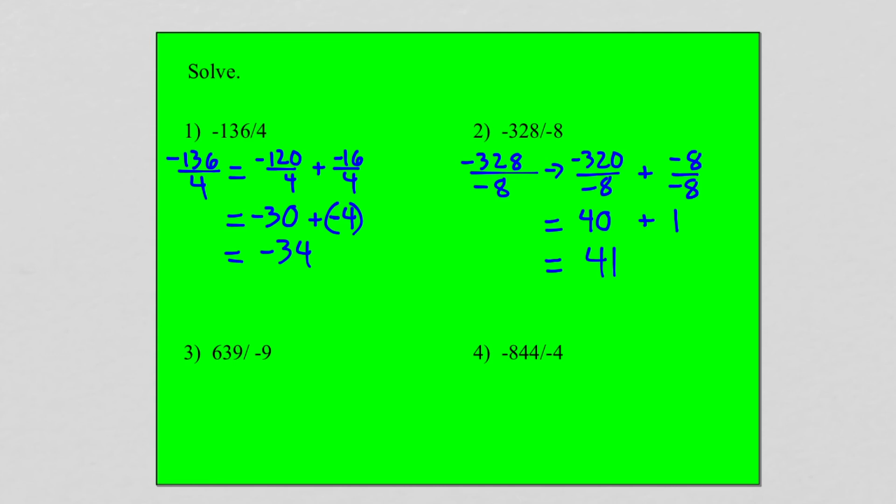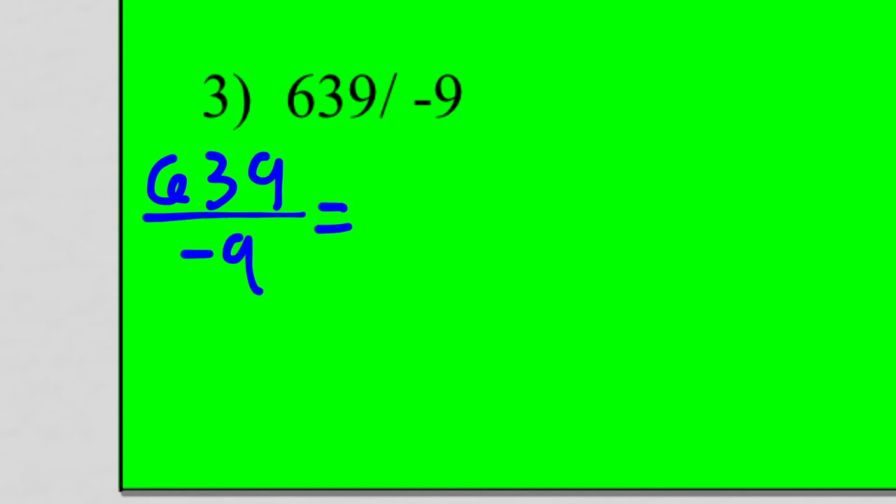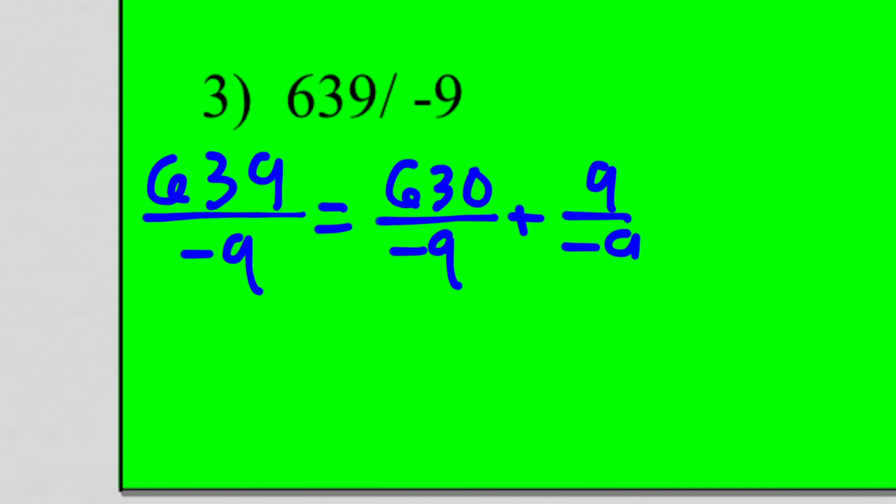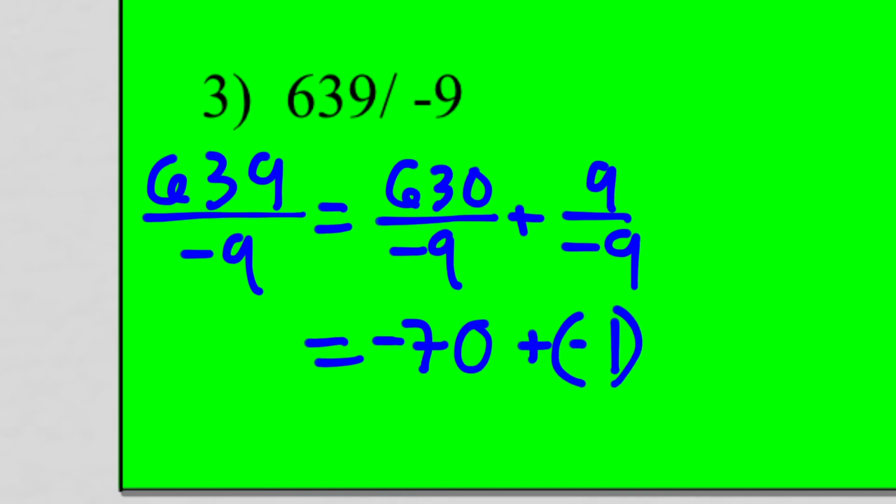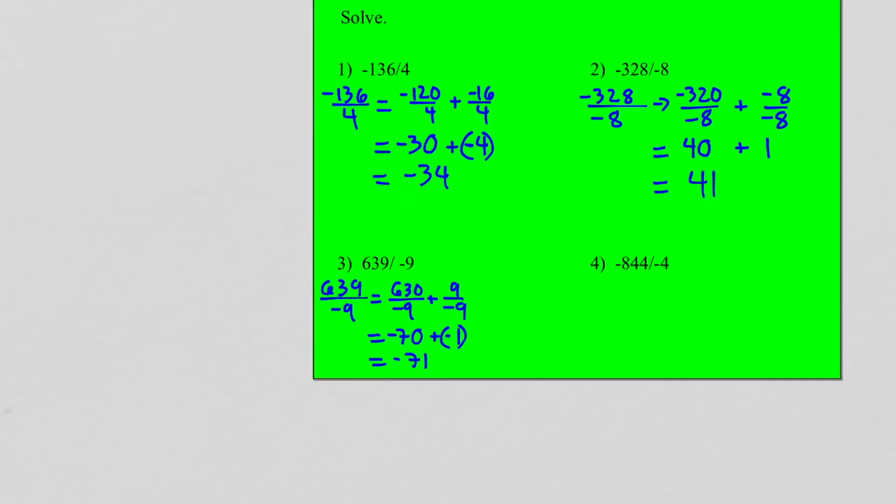Okay, be on the lookout for these kinds of situations. Number 3, 639 divided by -9. Well, I might do 630 divided by -9 plus 9 divided by -9. 63 divided by 9 is 7. Tack on a 0, and it's negative. 9 divided by 9 is 1, negative. And a negative plus a negative, add up all your negatives, and you have -71.